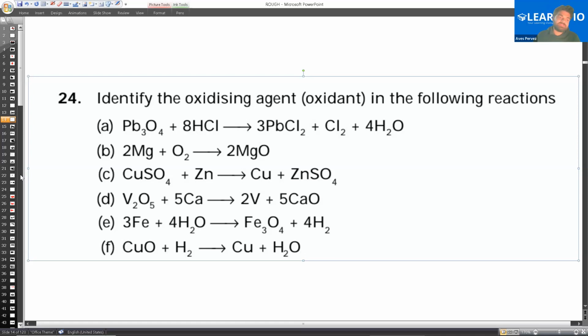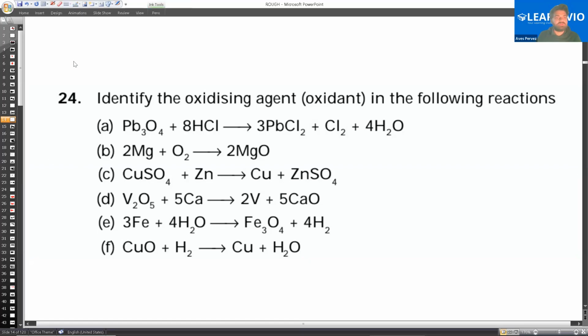So moving to the next part. Aisha and Ibad, you done? Yes. What is the oxidizing agent in this one? Oxidant means oxidizing agent. कई बार oxidant पूछेगा आपसे, and it will start asking you this one. So please don't get stuck. First one चलिए बताइए फटाफट से.